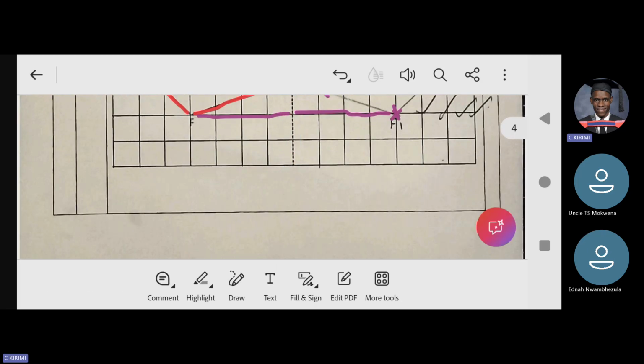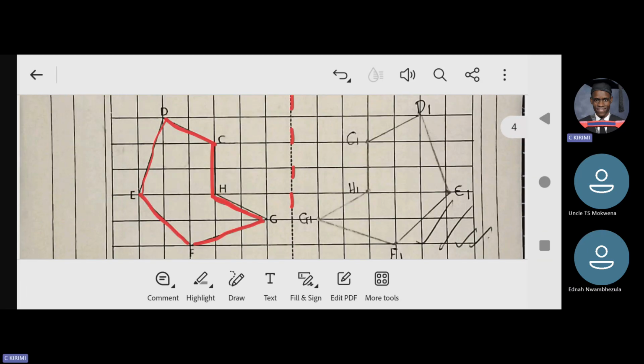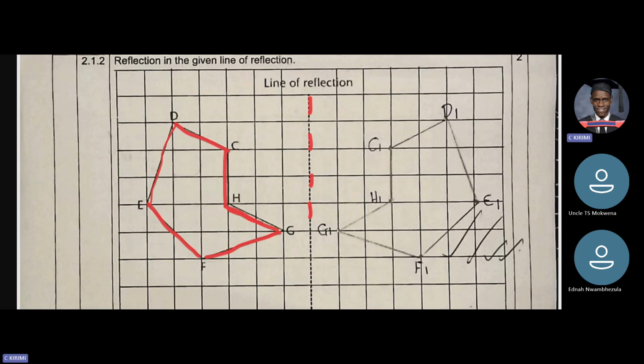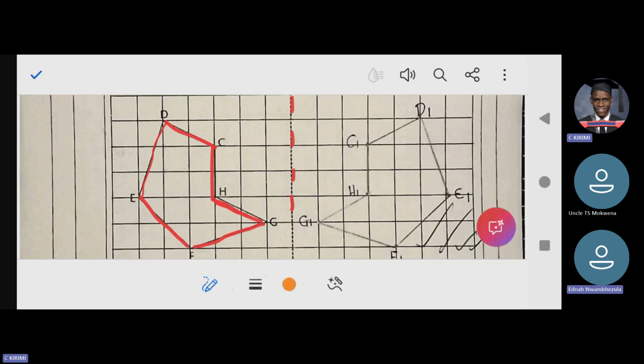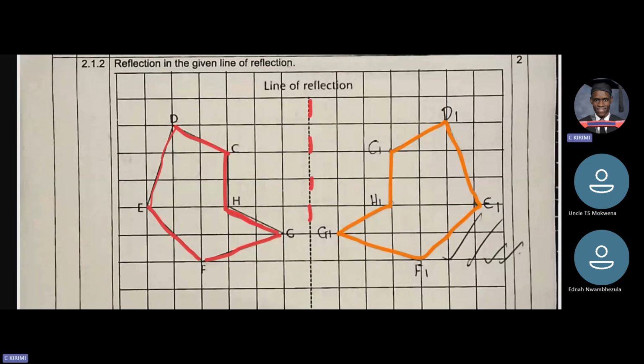Is it clear? So I only want to see this final one. While you are drawing, no problem, but erase. Then you only give me that final one, which is on the right, the image after reflection. You want to see the reflected one only. So those lines for counting, don't show me. After you put your lines, erase them. Then just leave the final answer only. Is it clear?